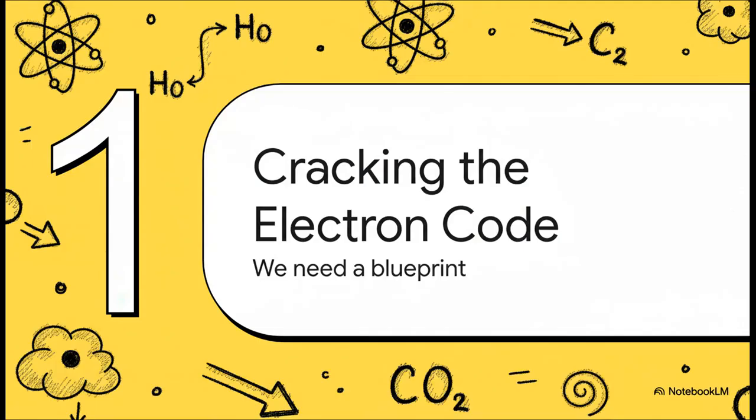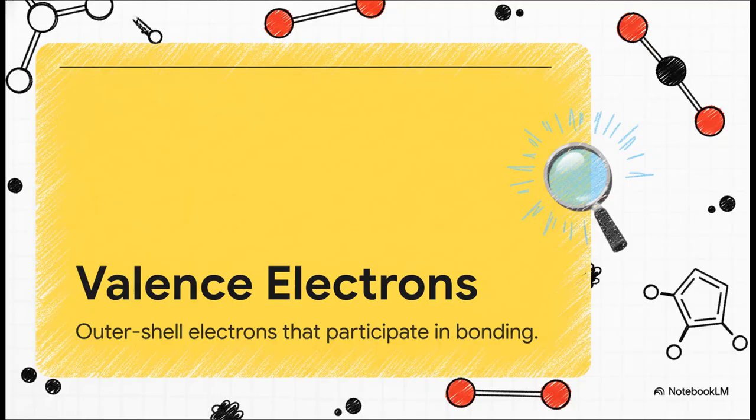To solve this little mystery, we have to look at the blueprint. And in the world of chemistry, the blueprint is always about the electrons. If we can figure out where the electrons are hanging out, that's our first major clue to understanding the final shape.